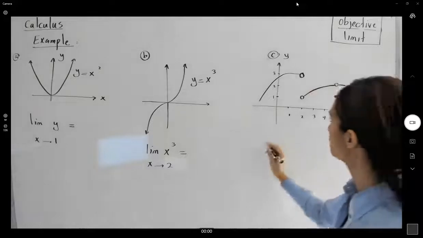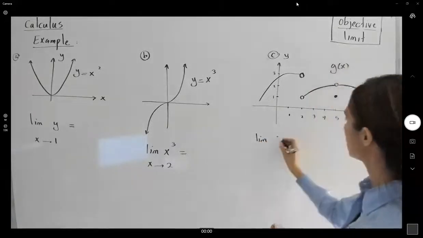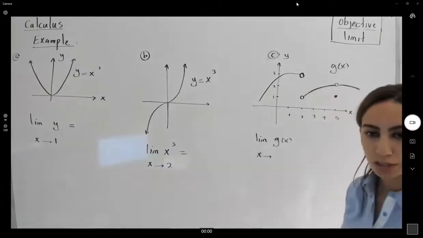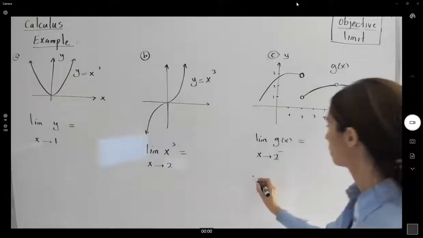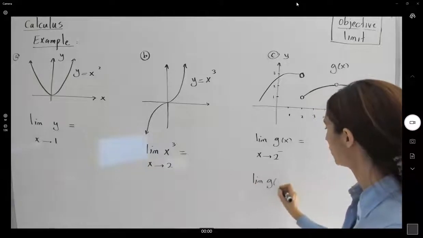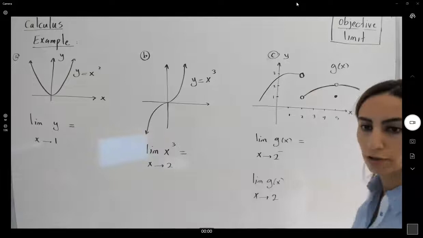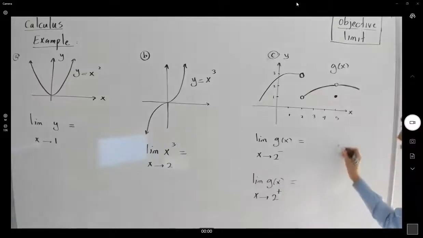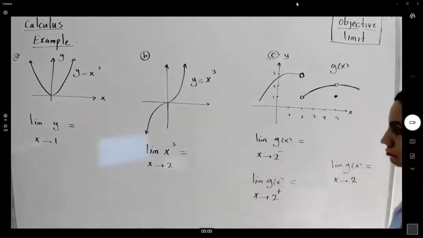And for this function, let's call it function g of x, find the limit of g of x as x approaches 2 from the left. Find the limit of g of x as x approaches 2 from the right. And finally, what is the limit of this function as x approaches 2 itself?